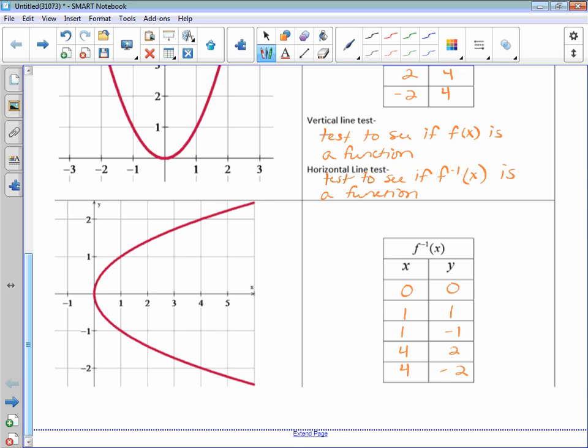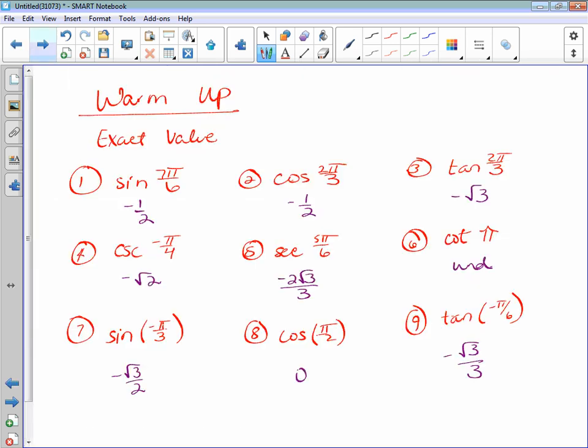Is everybody okay with that? Questions before we deal with it with our trig function? Okay, go ahead and turn the page for me.